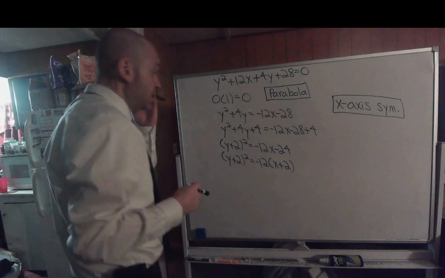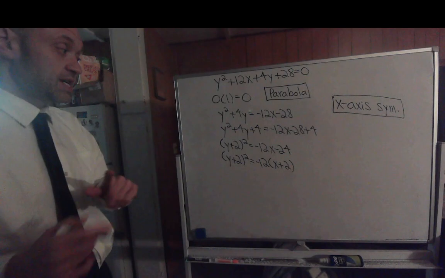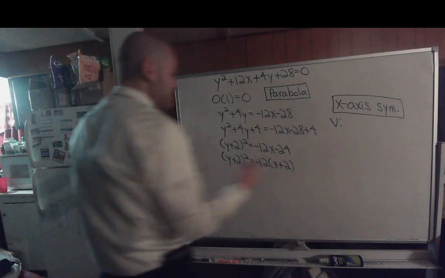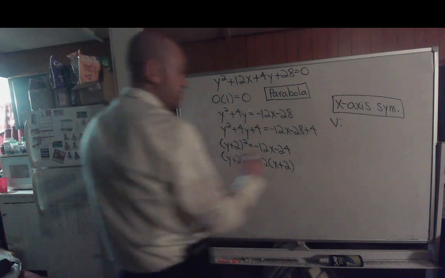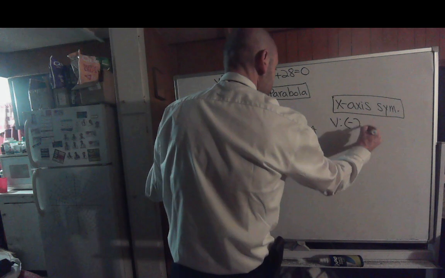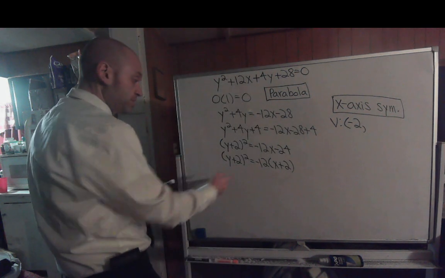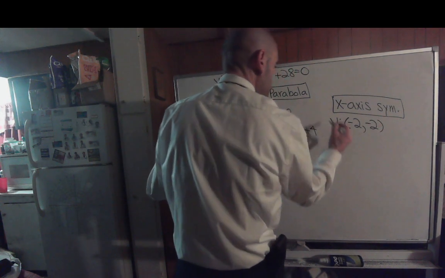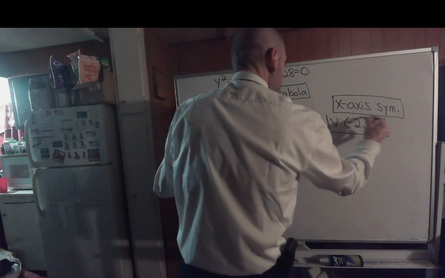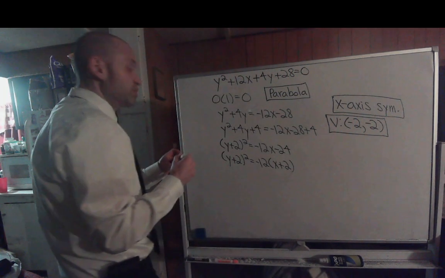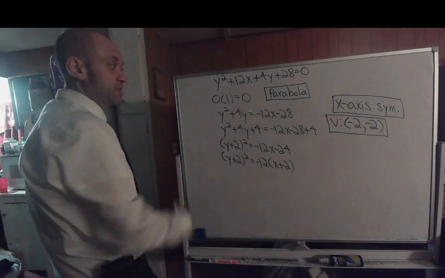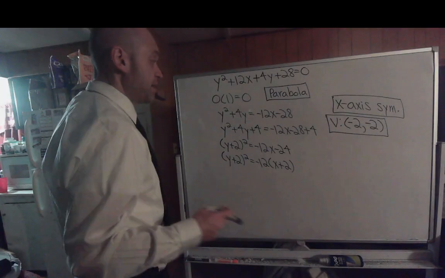Now, next thing is find the vertex. Well, the vertex of this parabola, set x plus 2 equal to 0, you'll get the x coordinate at negative 2. Set the y plus 2 equal to 0, you'll also get the y coordinate at negative 2. So you have a vertex at negative 2, negative 2. So this parabola should open to the left, but we didn't ask for that.